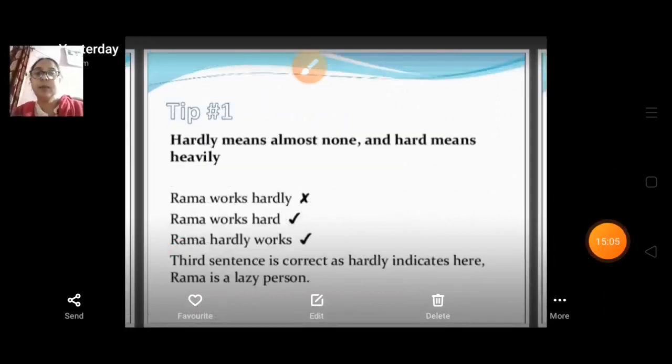Now regarding comparative and superlative degree, some tips are given. Hardly means almost none and hard means heavily. So "Rama works hardly" is wrong. "Rama works hard" is correct. "Rama hardly works" is also correct, as hardly indicates here that Rama is a lazy person.